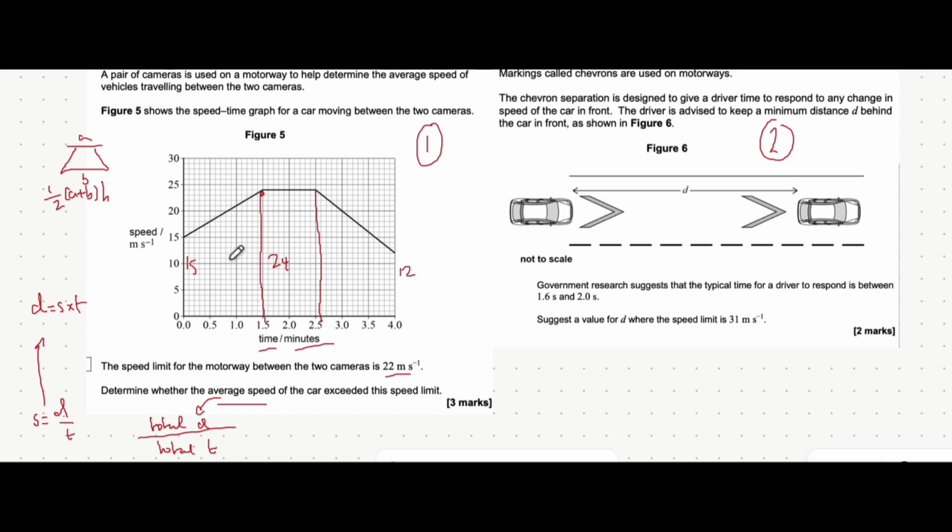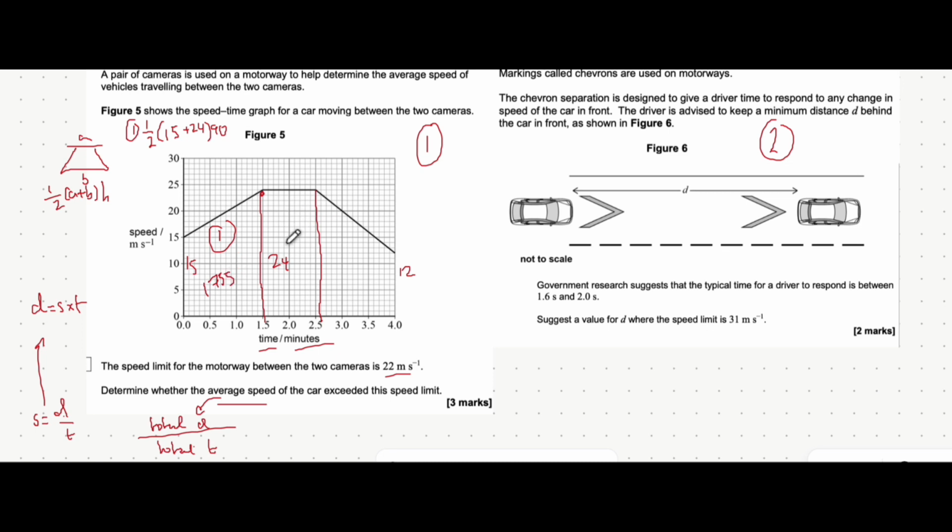We can now find the area of this trapezium. Let's call this area 1. Area 1 is found by doing a half of (a plus b), 15 plus 24, all multiplied by the height of the trapezium, which is 1.5 minutes. But bear in mind, the time is given in seconds here because we want the speed to be in meters per second. So 1.5 multiplied by 60 converts that into seconds, that's 90. If you multiply all this together on your calculator, you'll get a value of 1755. Let's write that out.